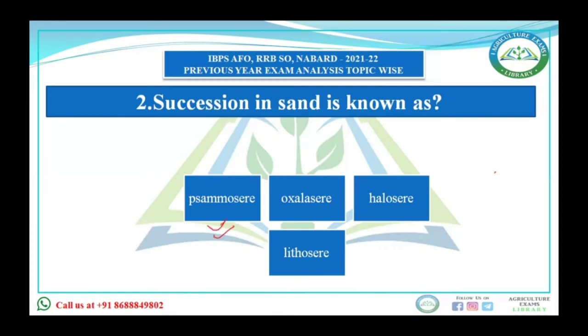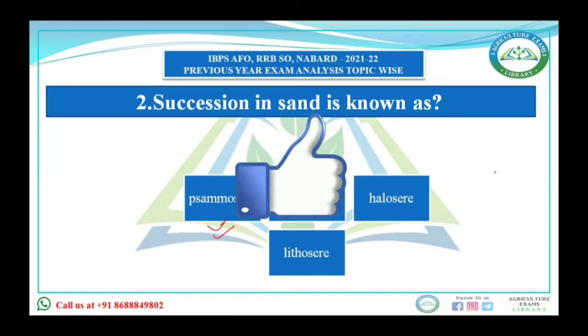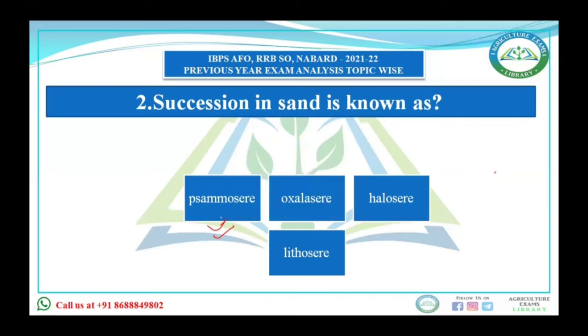There are two types of this succession: primary succession and secondary succession. Primary succession occurs in a barren area where there was previously no type of life, and it takes a lot of time, about 1,000 years. But secondary succession takes place where life was present earlier but was destroyed due to some natural calamities. Secondary succession takes place at those places and takes less time. Okay, now let's move to the next question.